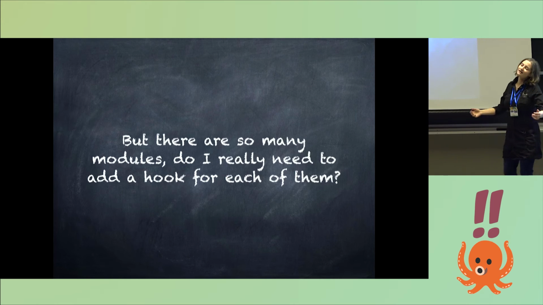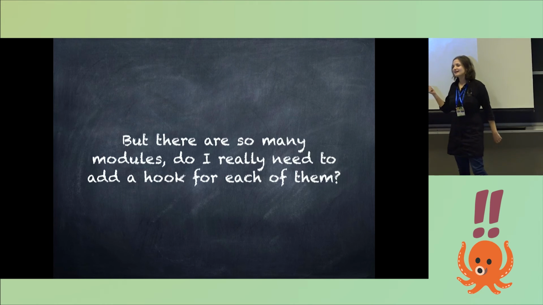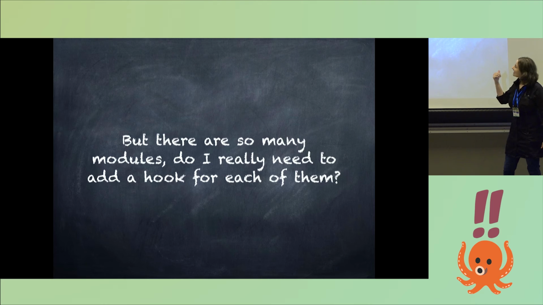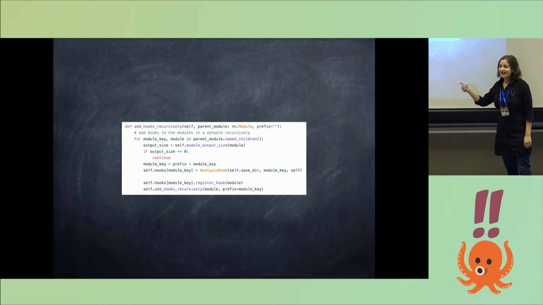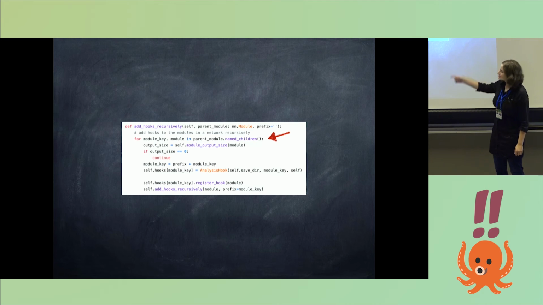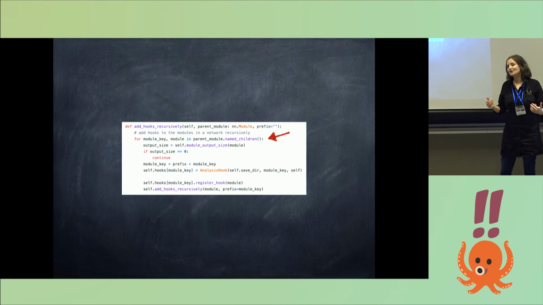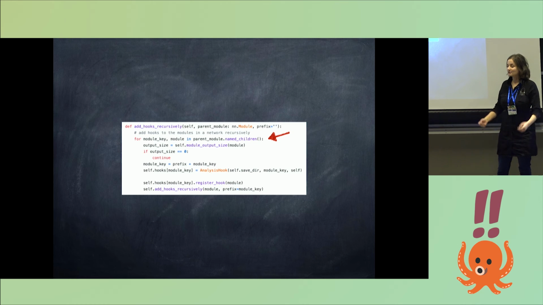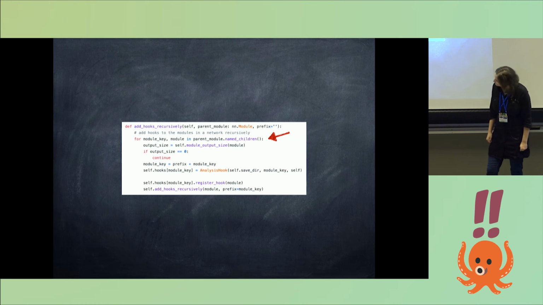But then, I've got that transformer model from the beginning. There are so many modules, and am I really going to have to add a hook for every single one of them? No, you can just add them recursively, actually. You've got this little function named children. Named children is just going to find you all of the child modules of a particular module, and you can just recursively go through the entire computation graph like that. And that's what I like to do because I don't like to manually associate a hook with each module.